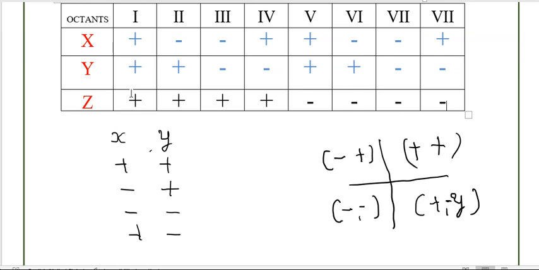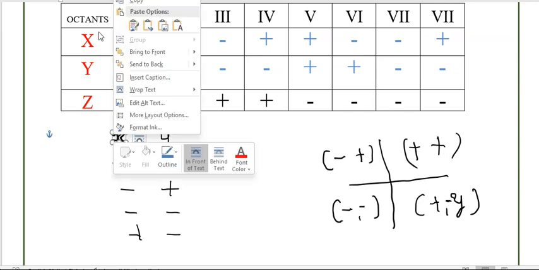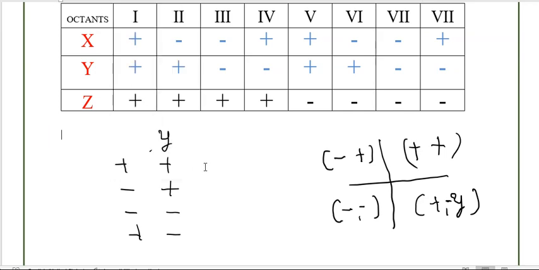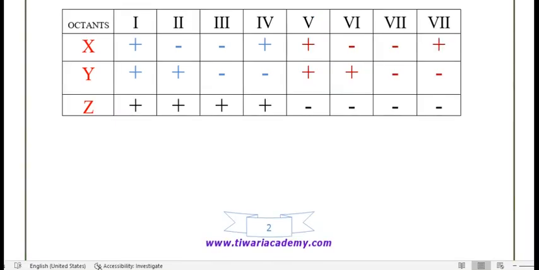In the first octant all 3 are positive. In the second, negative, positive, positive. Third, negative, negative, positive. Fourth, positive, negative and positive, and so on. So you can see it is very easy to answer all these questions. If you remember, or if you draw these 3 axes x, y and z, meaning 8 octants, then you can answer all. Now let us try to answer different types of questions from these 8 octants.